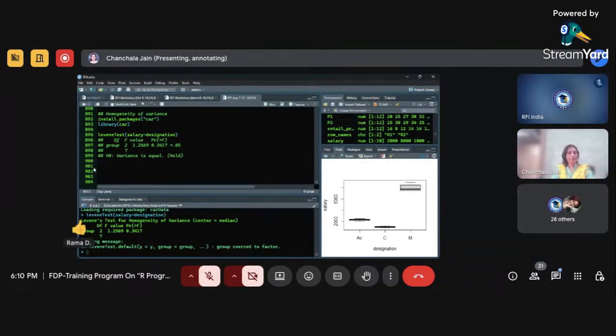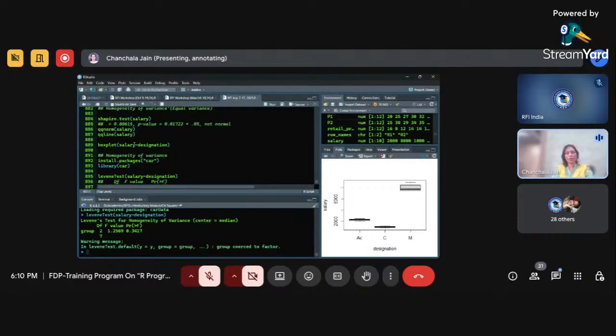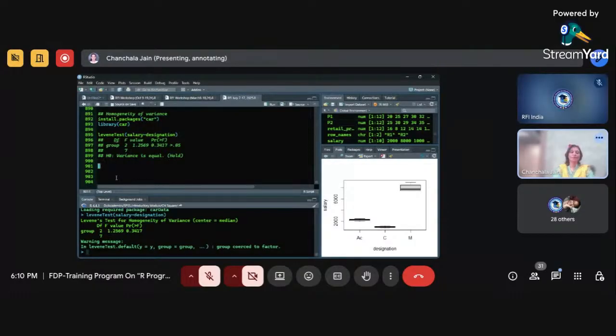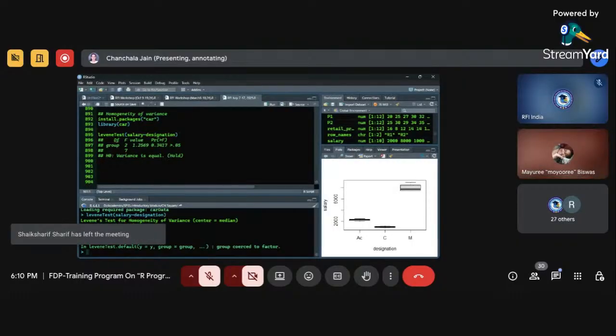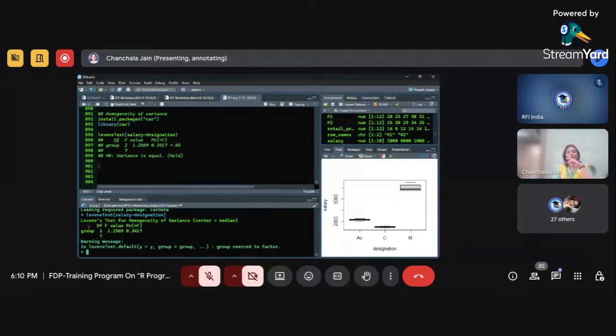Fine. So now you can see, we have checked all the three assumptions, right? Now we will go to perform ANOVA. What is that 7 stands for? Degrees of freedom, ma'am. Okay, got it.